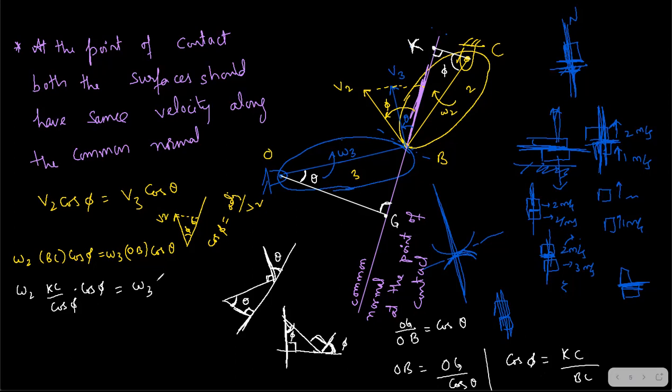It means we have good news, right? Similarly, cos theta cancels out here. So write OG by OB into OB, which was already present, just cancel it out. You can do it any way you want. I just substituted here differently and there differently, but something is getting cancelled out, and finally you are getting omega 2 KC is equal to omega 3 OG. This is what you are getting finally.